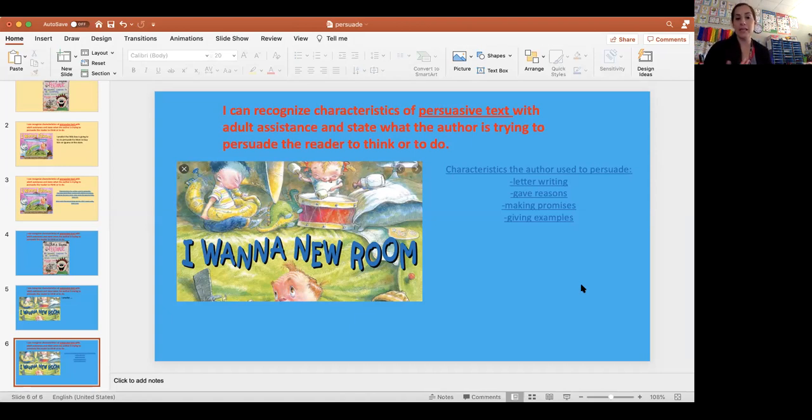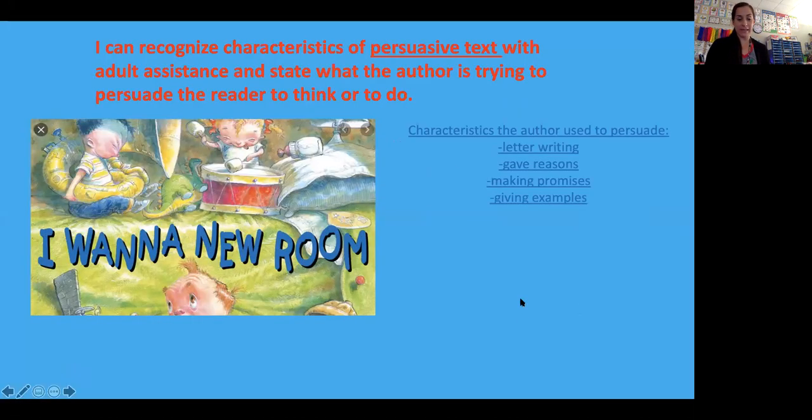And then at the end, what ended up happening with Alex? Right, he was able to finally get his new room because he was giving all these great reasons, wasn't he? Yeah, so he was very good at persuading his father, wasn't he? He was giving all these reasons and Dad finally gave in.